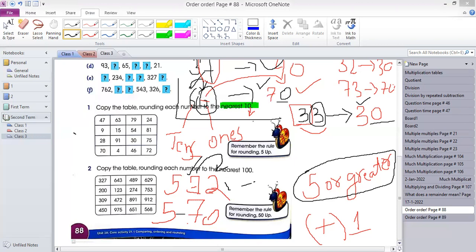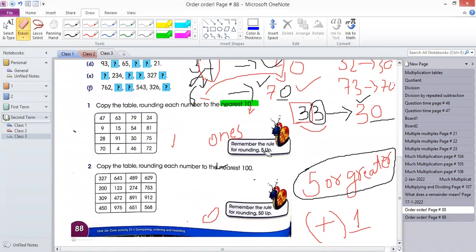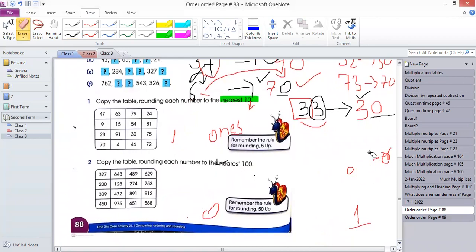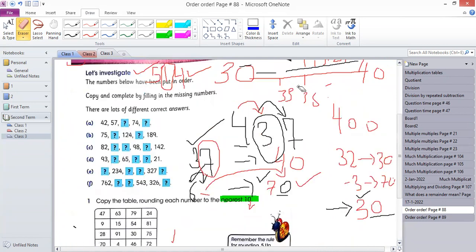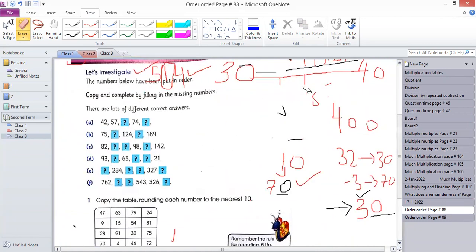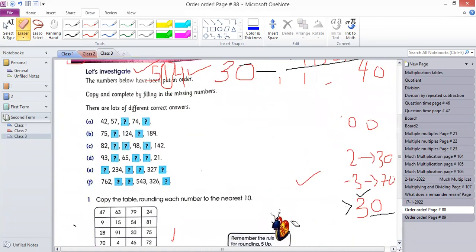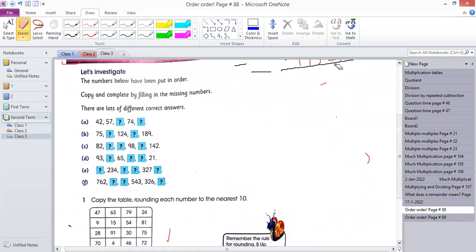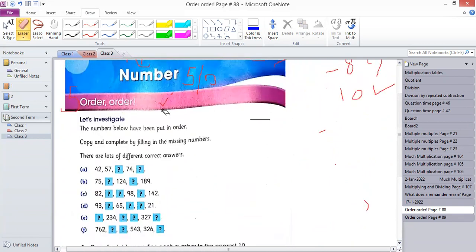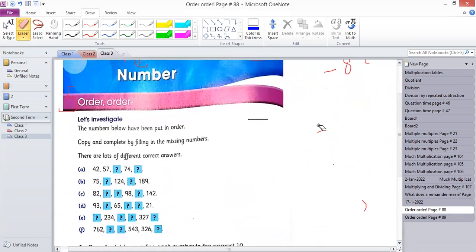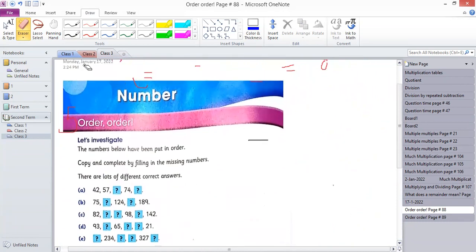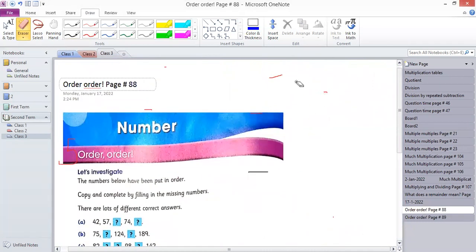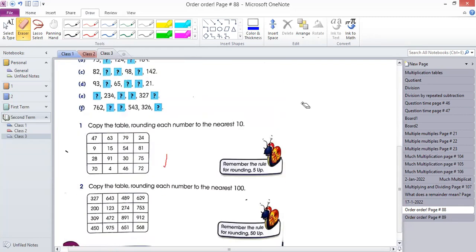You all got it. Now come to question number 2. Question number 2 is rounding to the nearest 100. Guys, when you round to the nearest 100, what will you do? I will show you with the help of a number line first. Let me erase it so that we can write. We have erased. Yes, guys.